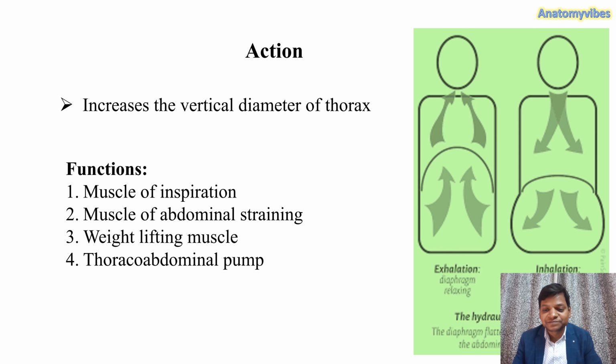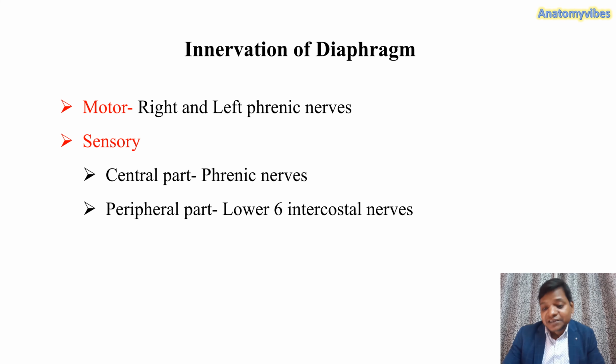Moving further, innervation of the diaphragm, nerve supply, that is very important. It has motor supply and also sensory supply. As everyone knows, I hope you all know, diaphragm means phrenic nerve. So motor supply of the diaphragm is via the right and left phrenic nerves. Simple. And the root value of the phrenic nerve is C3, C4 and C5.